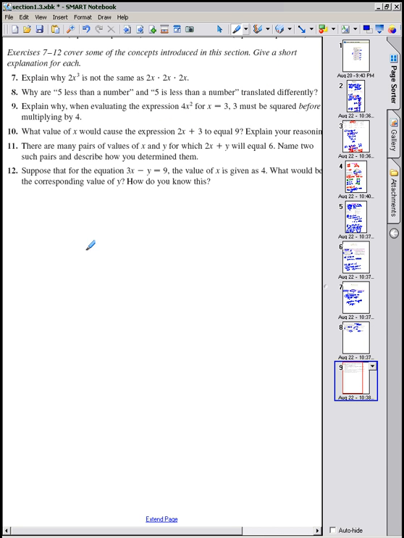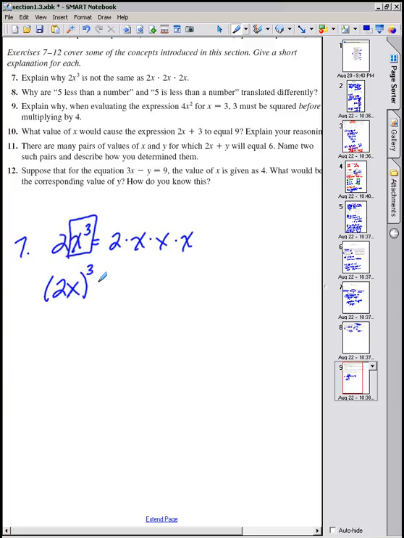The last few ones, just some steps here. Explain why 2x cubed is not the same as 2x times 2x times 2x. Well, number 7, the only thing that is cubed is the x. If you remember order of operations, you would just apply the cube first, and the cube only goes to the x. For it to be 2x repeated, it would have to look like 2x in parentheses cubed. That one's x cubed times 2.